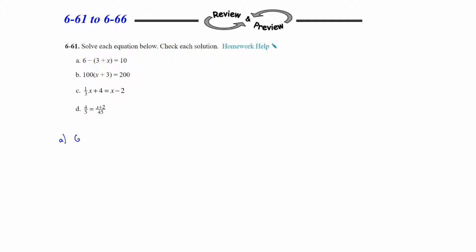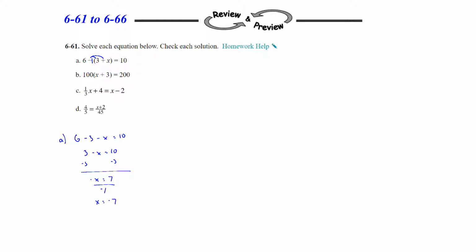We have 6, and then we're going to distribute. This is like a negative 1 right here, and we have to distribute the negative inside the parentheses. So 6 minus 3 minus x equals 10. Now we can combine our like terms. Subtract 3 to the other side. Negative x, don't forget the negative, is equal to 7. Divide by negative 1, x is equal to negative 7.